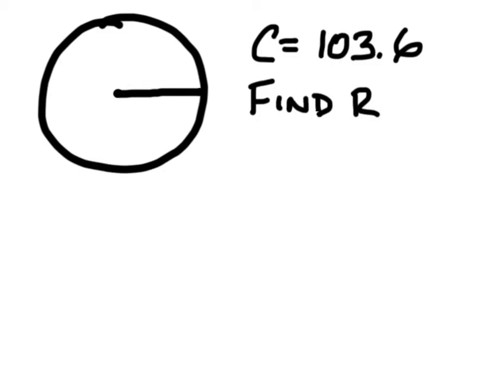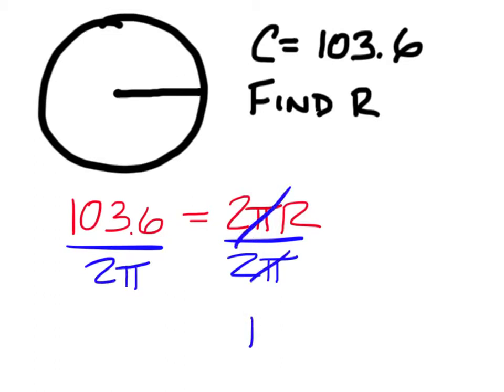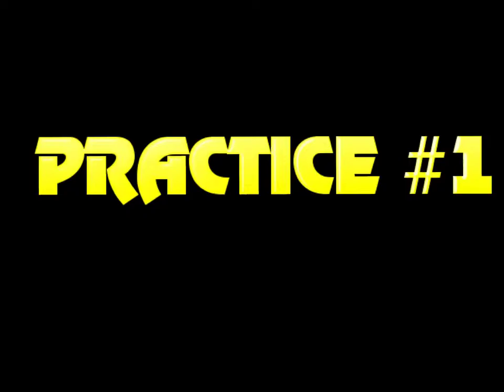Should have 103.6 and set it equal to 2 pi r, and then divide both sides by 2 pi. These cancel out, and you should have 103.6 divided by 2 times pi, which will be 16.5. Try this one. Drop it off up here.